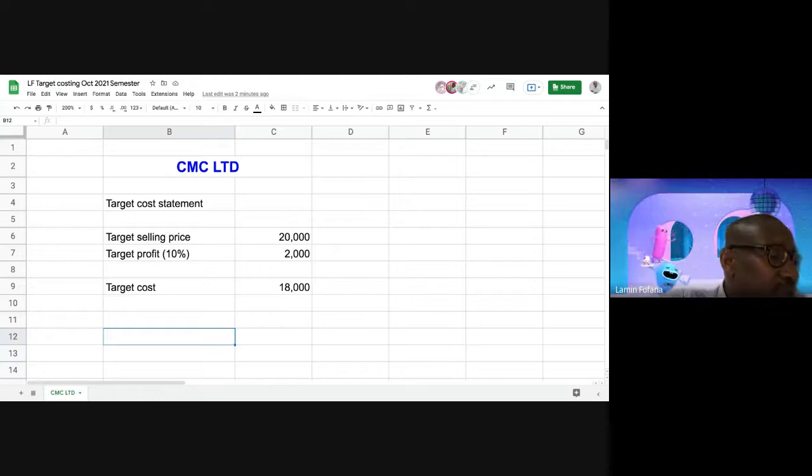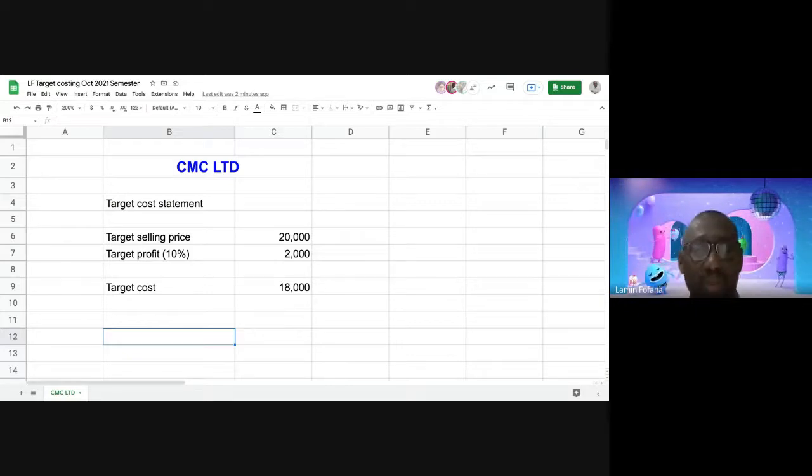Fantata Limited uses a minimum contribution to sales ratio target of 25% in assessing the viability of a product. In addition, management wishes to achieve an overall net profit margin of 12% on sales in this period in order to meet return on capital target. Required: A, calculate the target cost, and B, calculate the cost gap and suggest specific areas of investigation. Okay, so this is what we're going to look at.